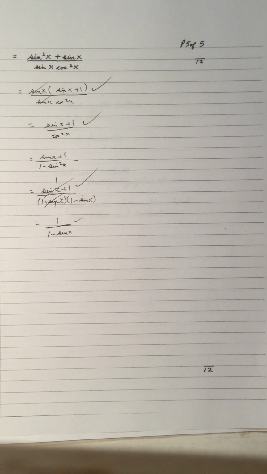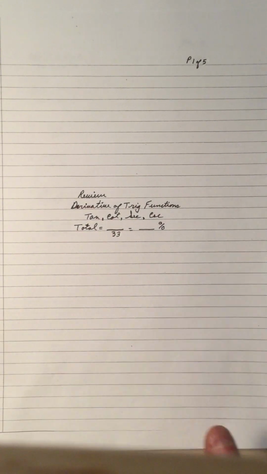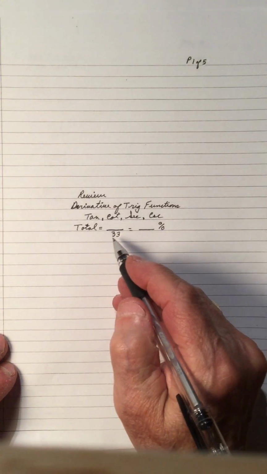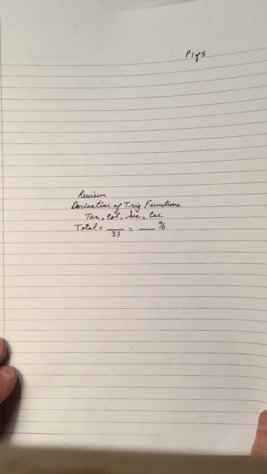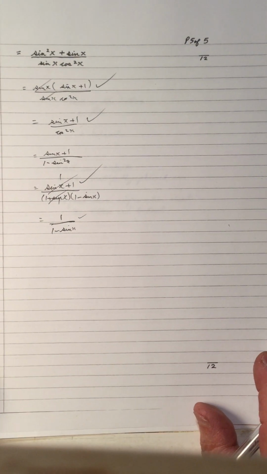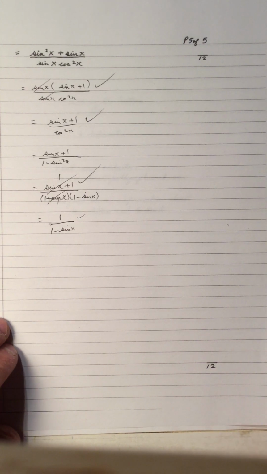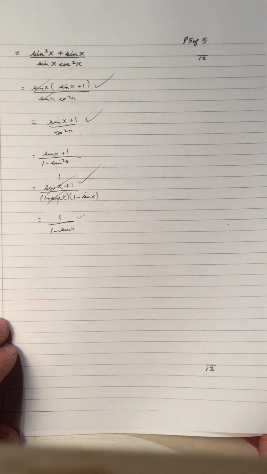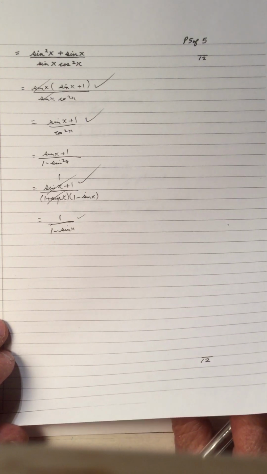Total up all the pages, and when you total up your pages, let's see if I can find the first sheet here, it's out of 33. Work out what percent you have, and hopefully you have a good score and you understand how to do the derivative of tan, cot, secant, and cosecant. Remember, in the previous videos we derived them, and you should memorize them. It makes it easier to get the working done if you have any problems.